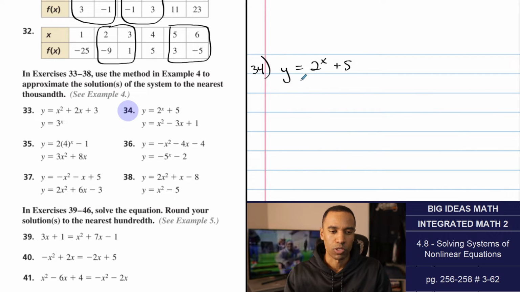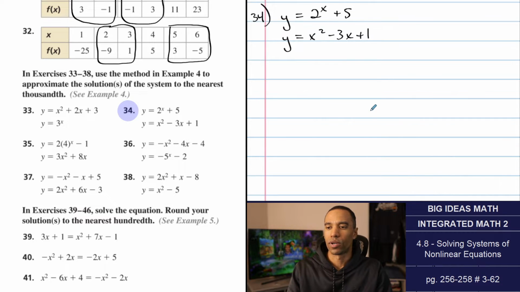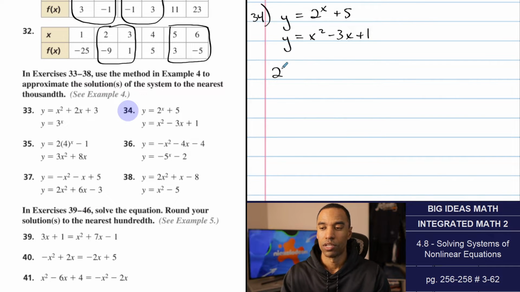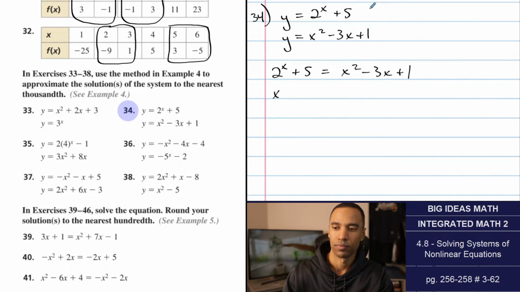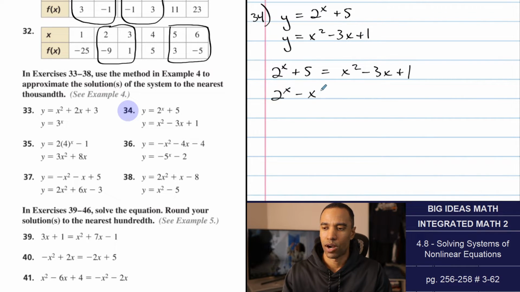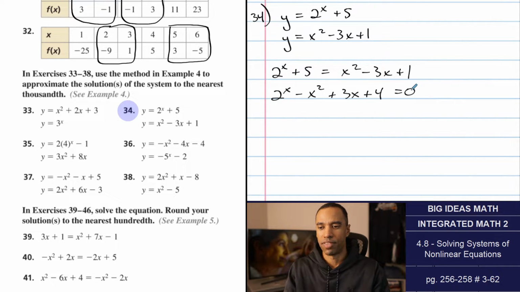Especially when you get problems like the ones before it. y equals 2 to the x plus 5, and y equals x squared minus 3x plus 1. Okay, we're going to do another kind of substitution here. 2, not 2x, 2 to the x plus 5 equals x squared minus 3x plus 1. Let's subtract x squared over. I keep doing that. Why do I keep writing x? Subtract x squared over. Add 3x over. Subtract 1 over, and 5 minus 1 is 4. So we have this equation.